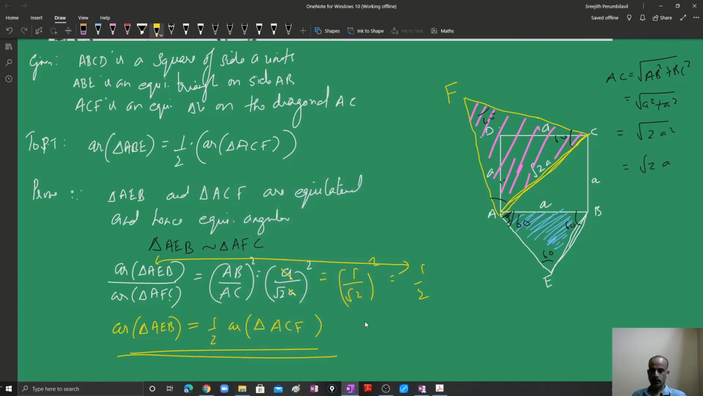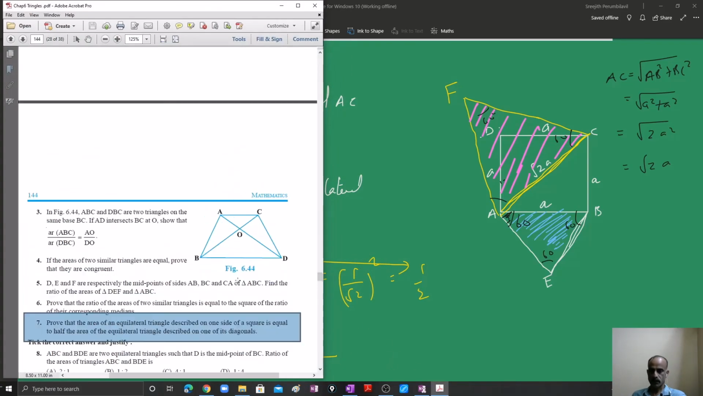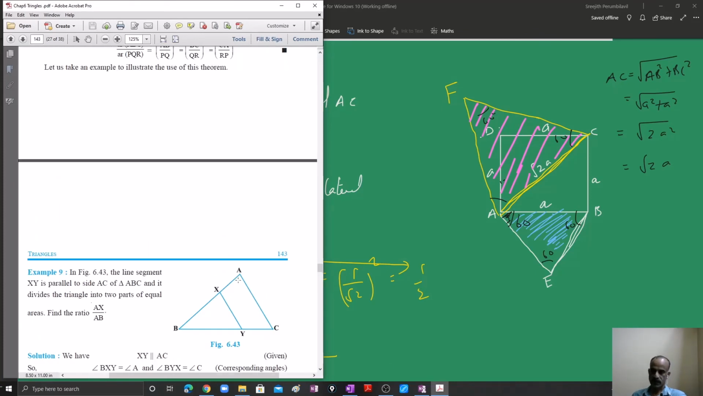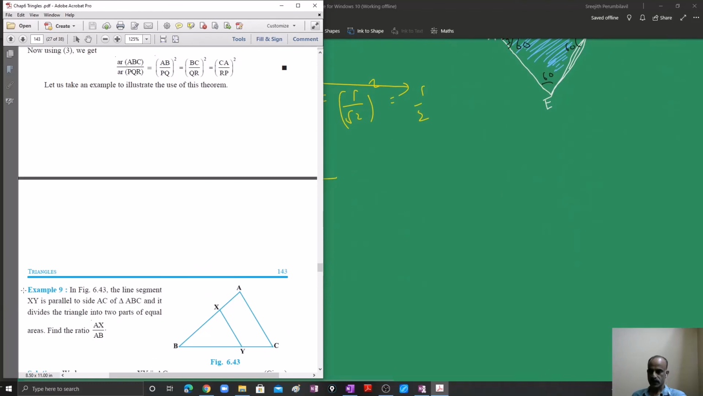Okay, now we'll go for one more very important question. It is an example 9 from the reader. In the figure, this example is very important.